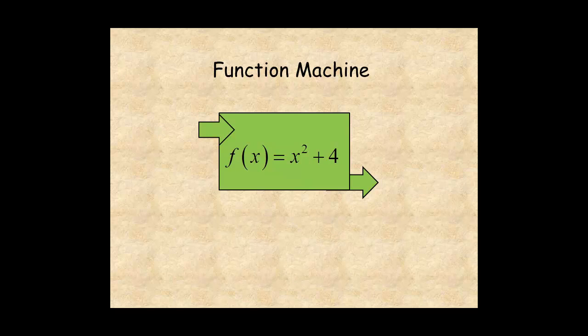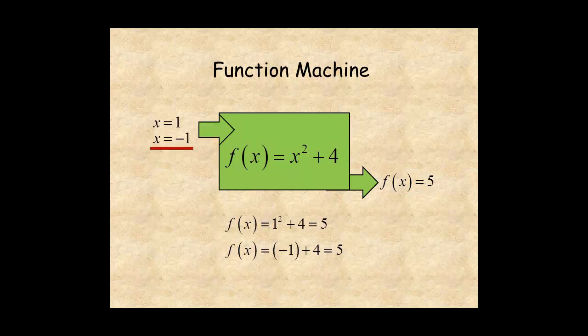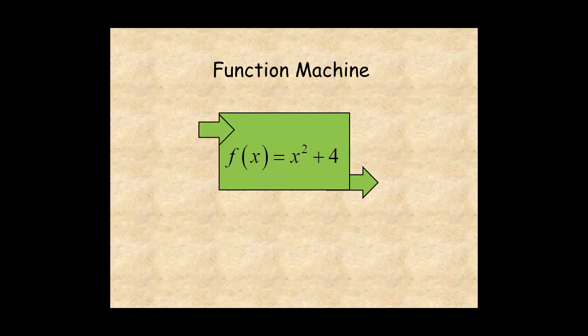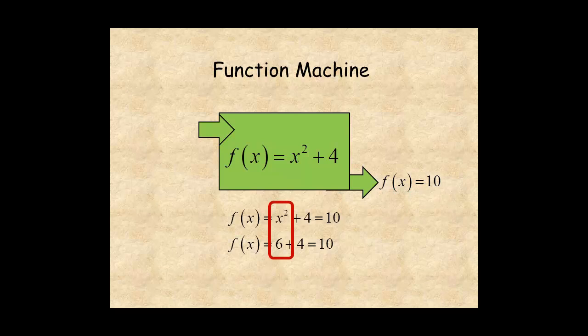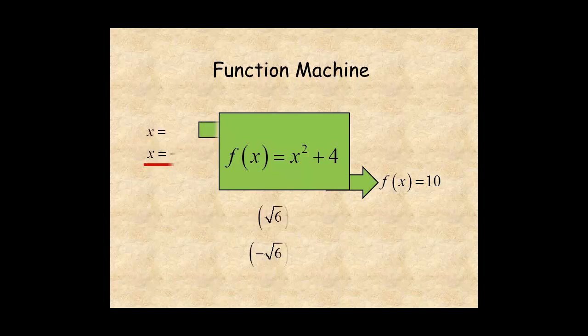Turning it around, for an output f of x equals 5, the input is uncertain. It's either x equals 1 or x equals negative 1. For an output f of x equals 10, the input would have to be a value of x such that x squared equals 6. In that case, x equals the square root of 6. So the input value is the square root of 6 or negative the square root of 6.